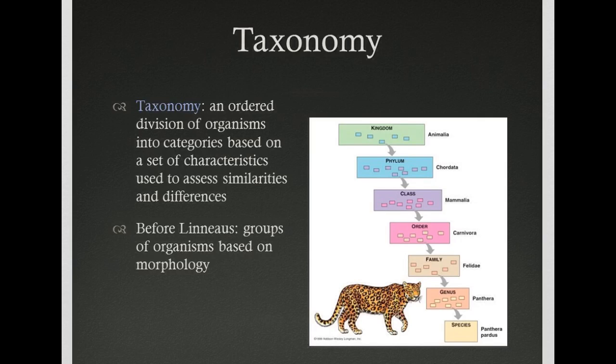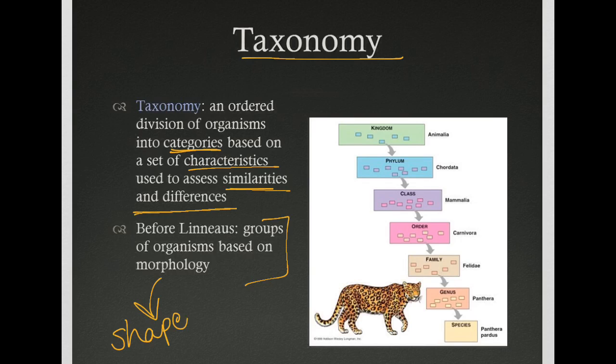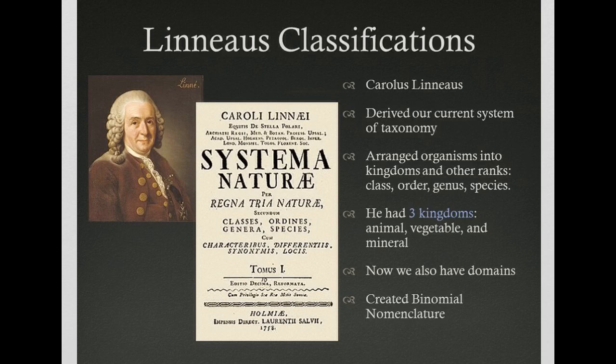Alright, in this video I'm going to talk a little bit about taxonomy as well as Carl Linnaeus and his classification system. Taxonomy is an ordered division of organisms into categories. So we're basically organizing living things into categories based on a set of characteristics, where we assess their similarities and their differences. Before Linnaeus came around, groups of organisms were based on morphology, which means what they look like, their shapes. That's all about how organisms look.